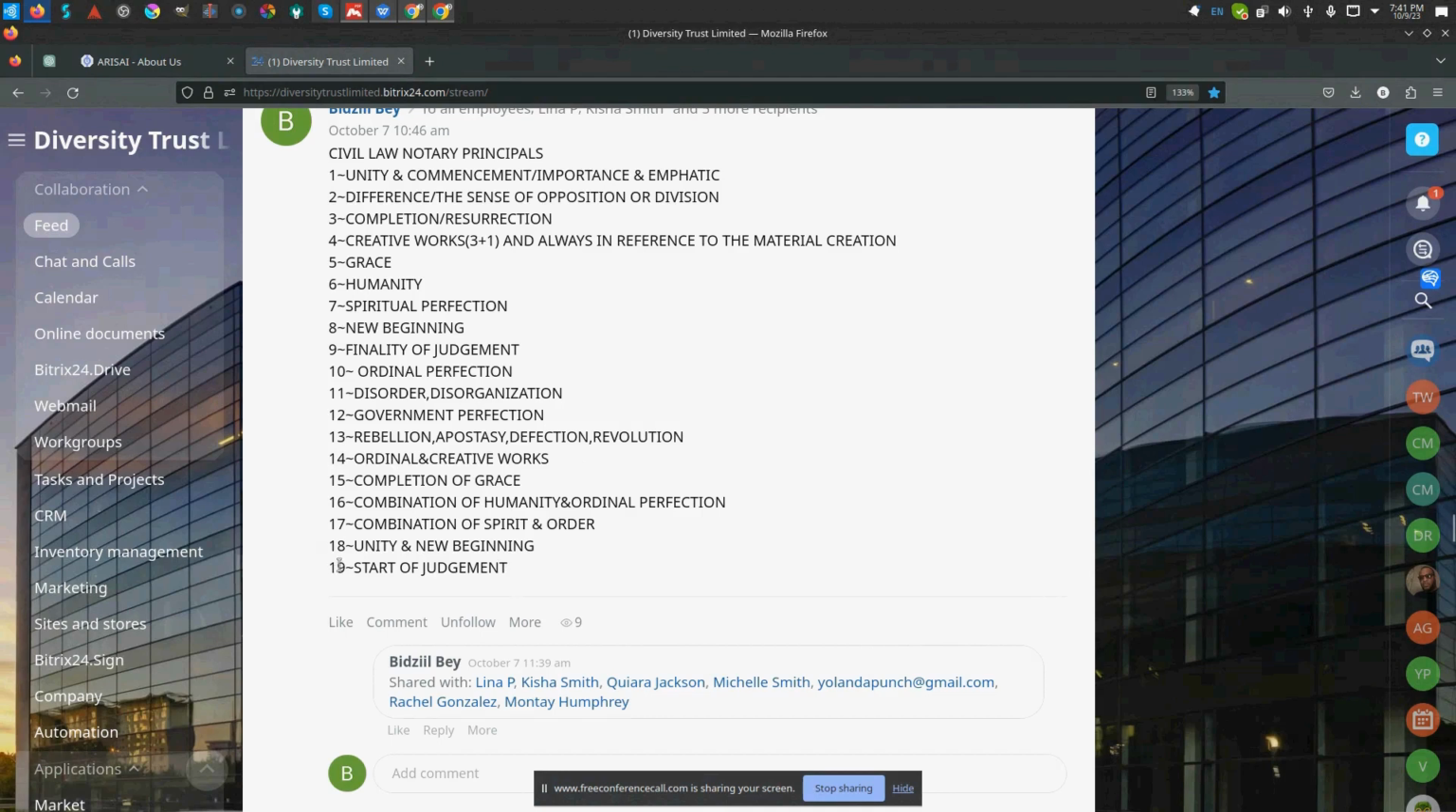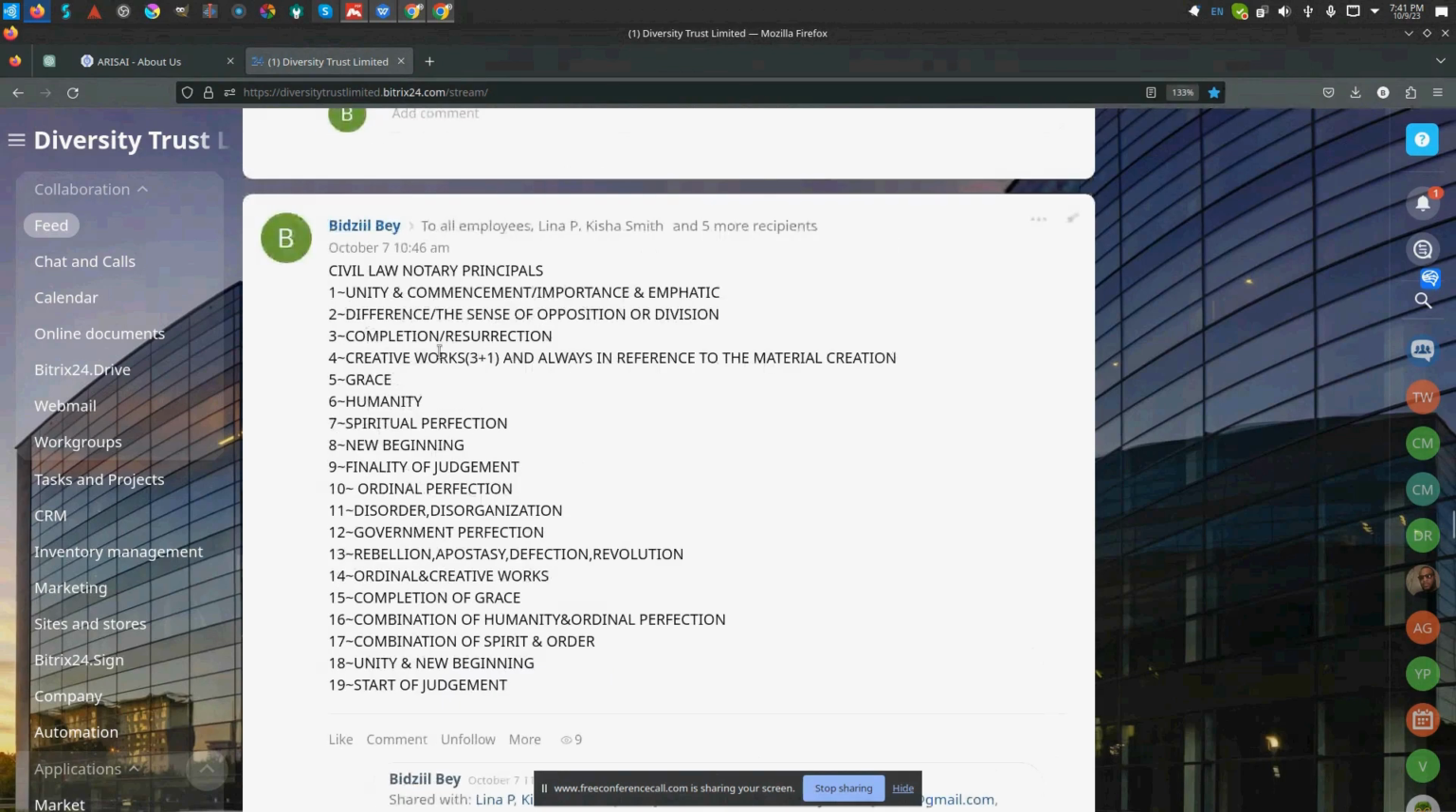For example, UCC 1-308. There's a 1, there's a 3, there's a 0, and an 8. If you sum that up, what are the numbers that you will have?